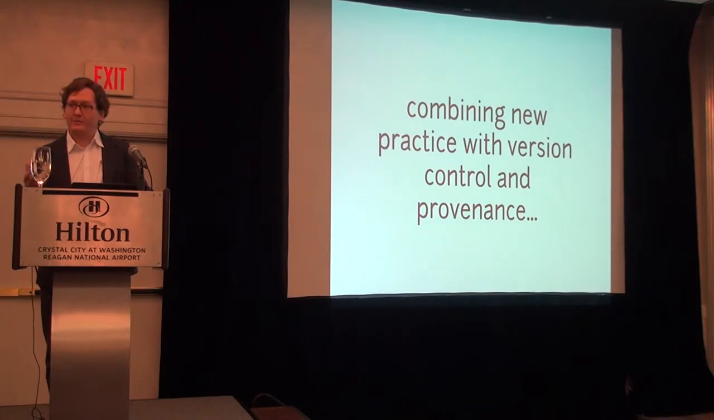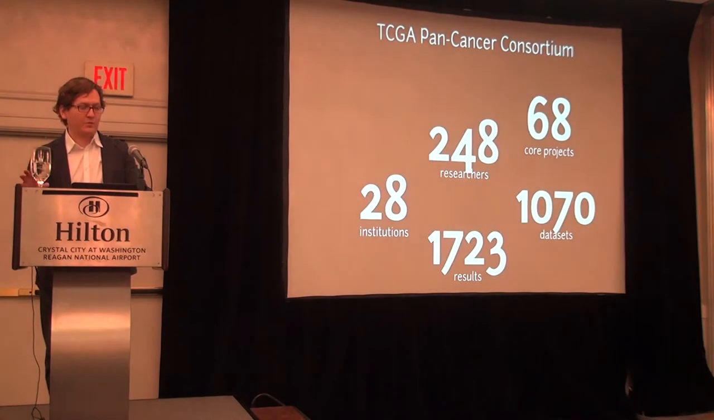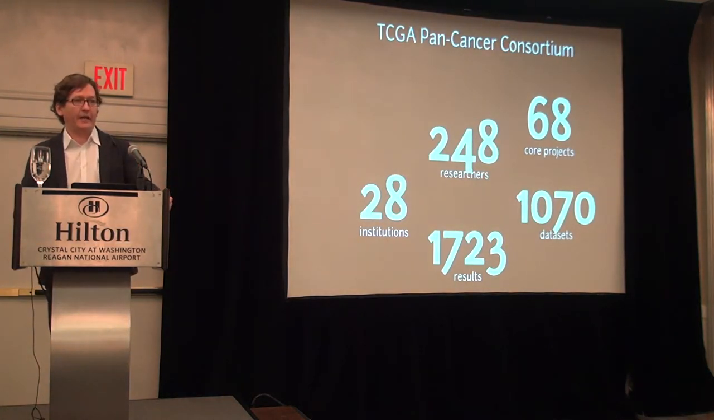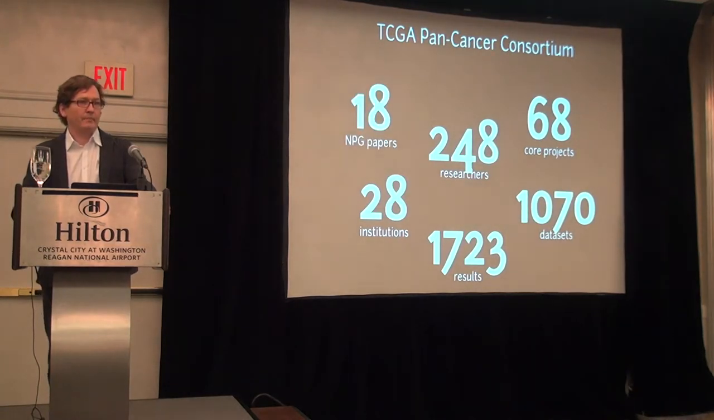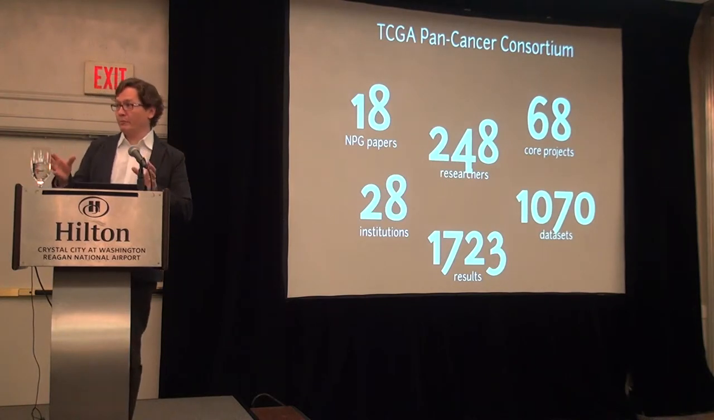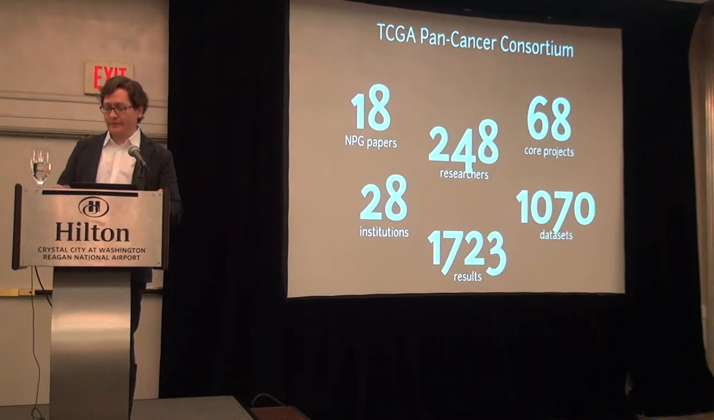So when we combine this practice with the provenance and the version control, we take this weird amalgamated mass of researchers and data that was really slow getting publications out. We're trying to quantify exactly how big the jump was, but I can tell you that before they started working with us, they had less than 5 papers submitted. Within 9 months of working with us, they had 18 papers accepted. And this was one group in the broader Cancer Genome Atlas.